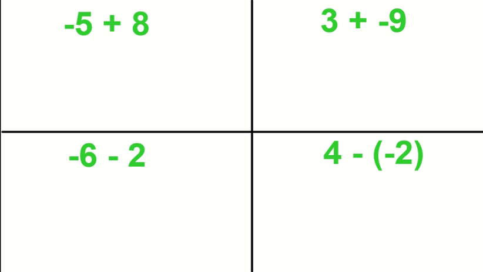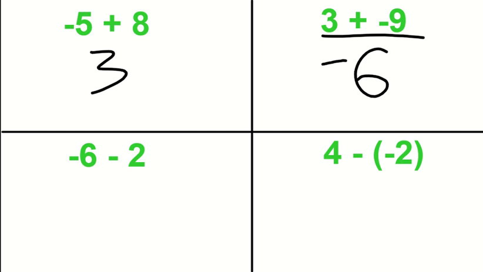Top left, -5 plus 8. Zion? 3 is correct. When the signs are different, you subtract, use the sign of the bigger number. So that gives us 3. Mason, top right, 3 plus -9. 6 is incorrect. David, 9 is incorrect. Alex, -6 is correct. When the signs are different, which they are right here, you subtract. So 9 minus 3 is 6. Use the sign of the bigger number, so that makes -6.